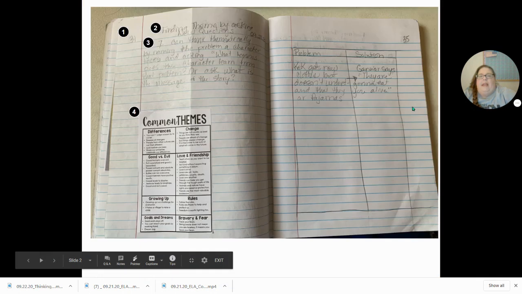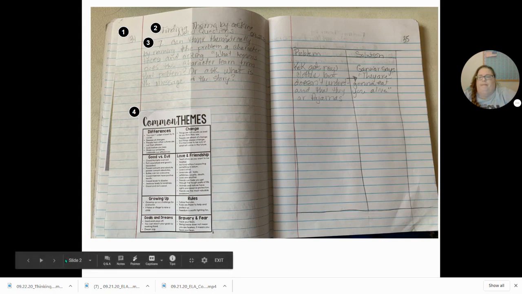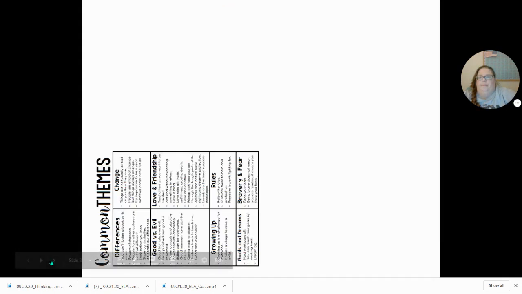You'll want to go ahead and hit pause so you can set up your Reader's Workshop notebook. You will not be copying this down. This is what you're going to do with your book of choice in your Reader's Workshop notebook. Make sure you include the page number, the title, the date, the I can statement, and your common themes anchor chart. This is your printable for the day.